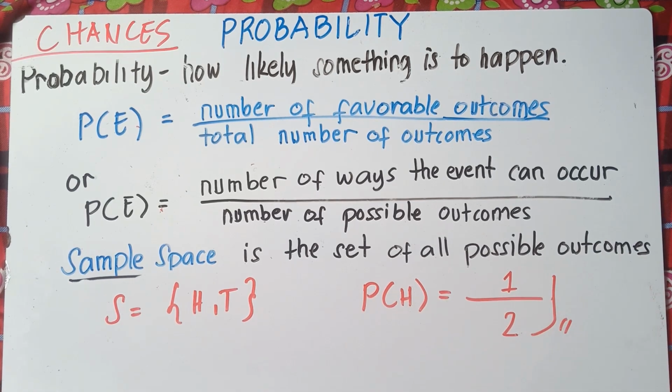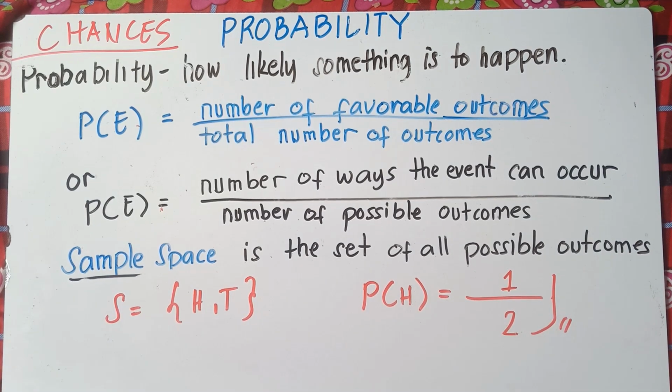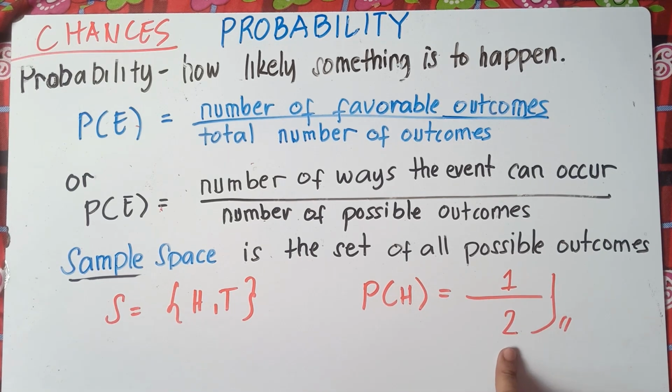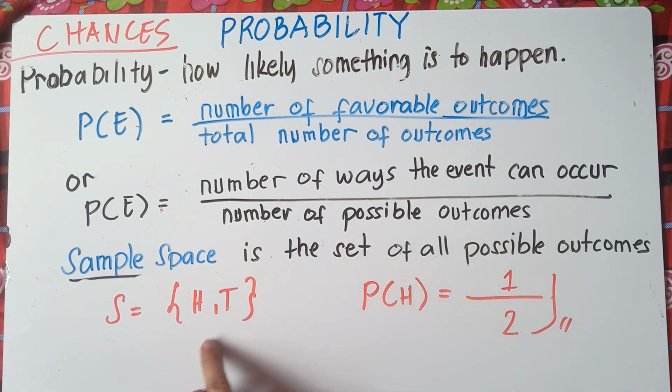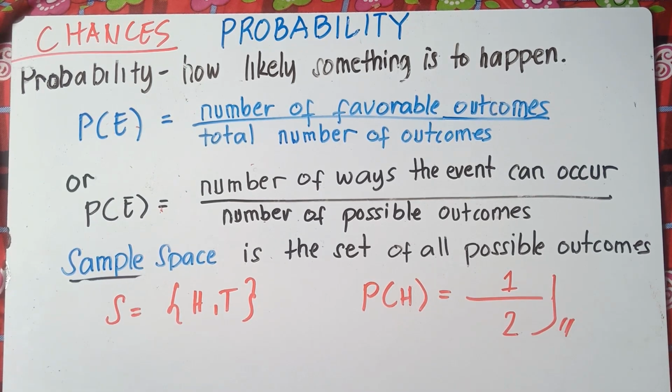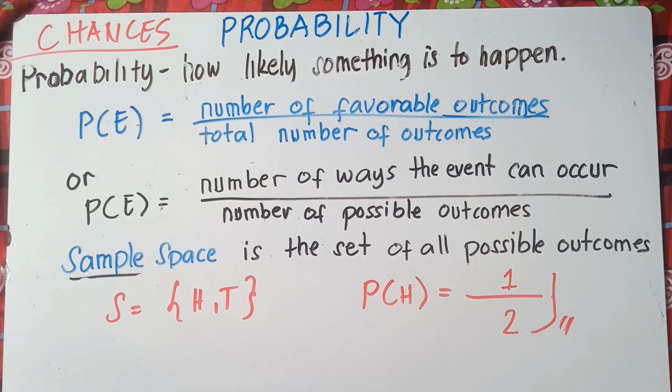Of course, when tossing a coin, if you want to get a head, there's only a 50% chance because there are only 2 possible outcomes. It could be head or tail. So therefore, the probability of getting a head when tossing a coin is 1/2. 2 for the denominator, the number of possible outcomes, and 1 because there's only 1 head out of these 2 possible outcomes. That's how you deal with probability.